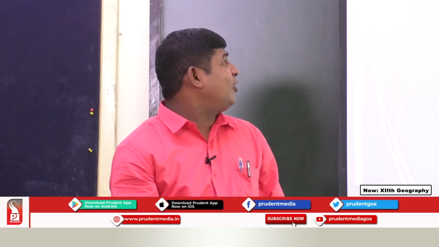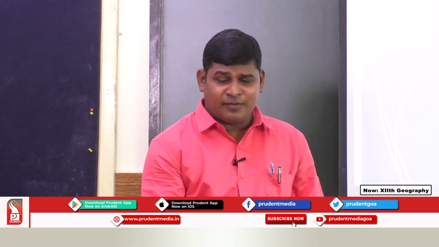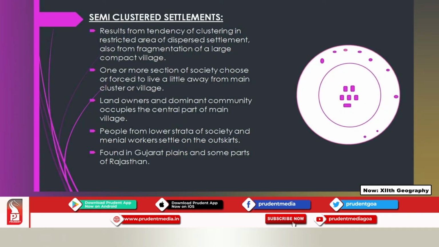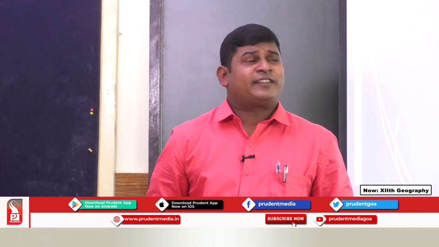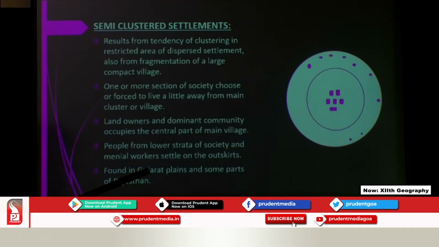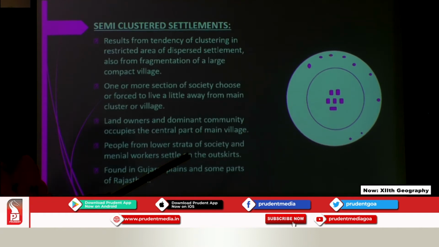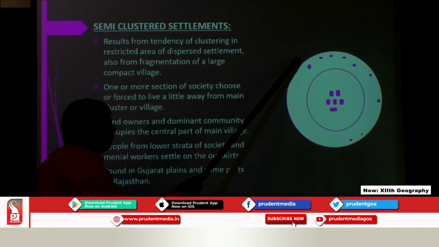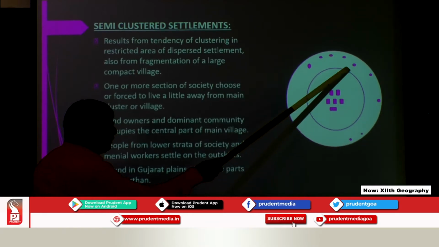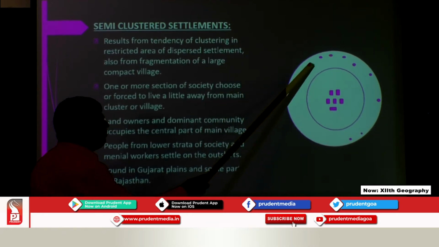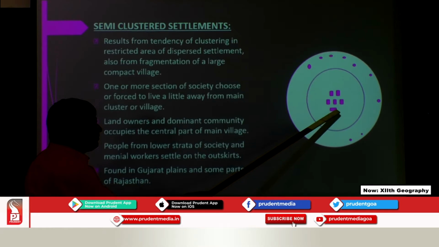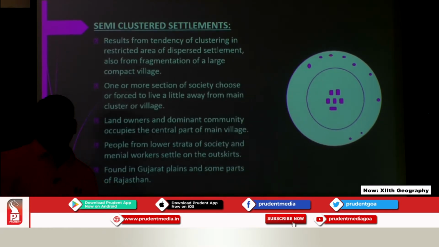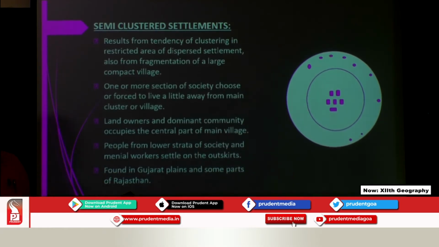Second category of settlements in India is semi-clustered. Take for example, you can see this circle as such. This is the outer boundary. Inside that one more boundary is there, and maybe you can imagine that this represents the settlements, maybe the houses.